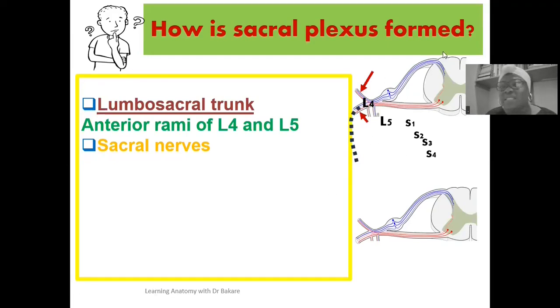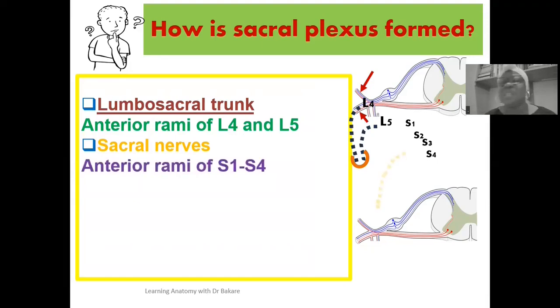And if we have this configuration also presented inferior to it, which of course will lead to the emergence of the fifth lumbar nerve, the fifth lumbar nerve will also be contributing its anterior ramus to the formation of the sacral plexus. So these two structures are taken as the lumbosacral trunk. We also have the anterior rami from the S1 to S4 sacral spinal nerves.